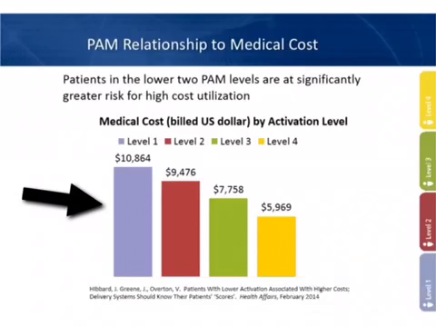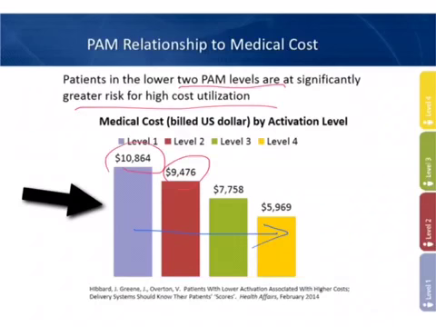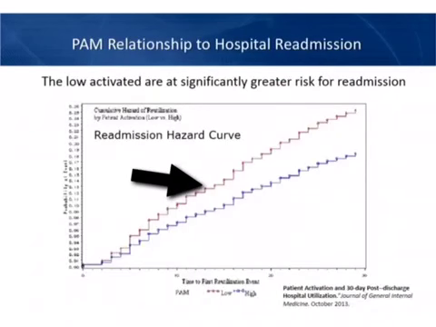And why is PAM so important? PAM in the lower 1 and 2 are significant costs to the system. If you look at PAM 1, this is what the cost would be for a patient, PAM 2. And so we're trying to really get people from a PAM 1 to a PAM 4 in terms of management. Now in the hospital, interesting enough, the trend where the arrow is showing is these are low PAM scores, so there is a significantly higher readmission rate for that population.